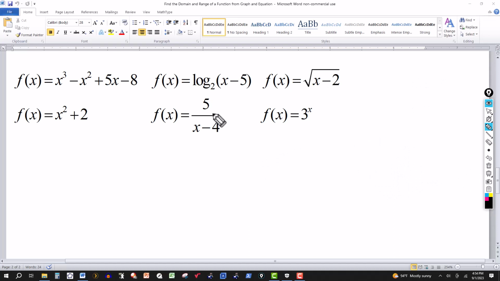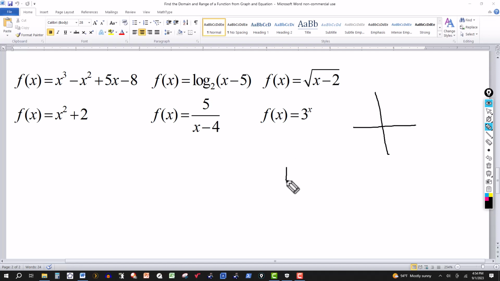Okay, let's look at f of x equals 3 to the x. Now, if you have the equation, all you have to do for the domain is to see if there's any restriction. So now I have 3 to the x. If I take 3 to the 0 power, that'll be 1, 3 to the 1 is 3, 3 to the 2 is 9, 3 to the -1 is 1/3, and so on. Do I have a restriction?